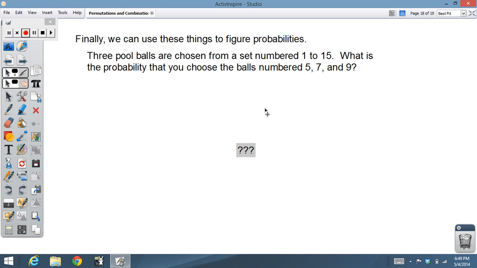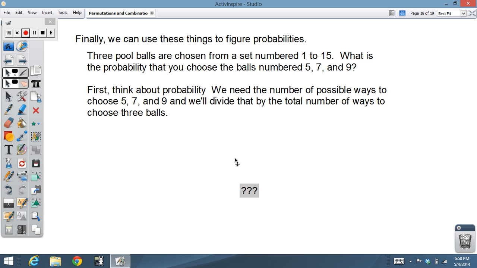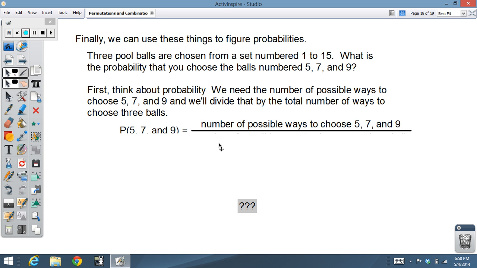Okay, finally, we use these things to figure out probabilities. We've got pool balls that were taken from a set numbered 1 to 15. What's the probability that we choose the balls numbered 5, 7, and 9? Well, we're going to use our probability formula and take the possible ways to choose 5, 7, and 9, and then divide that by the total number of ways we could choose 3 balls. So, the number of possible ways for 5, 7, 9 over the possible ways to choose any 3.